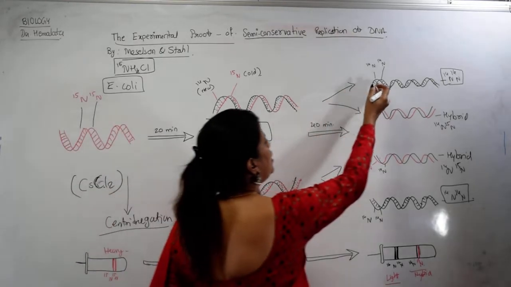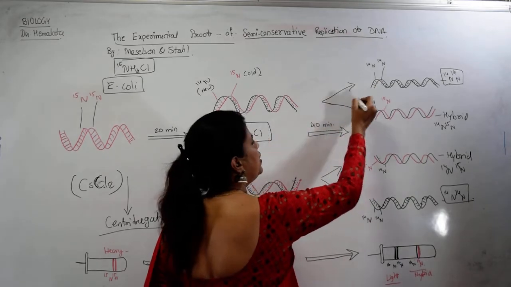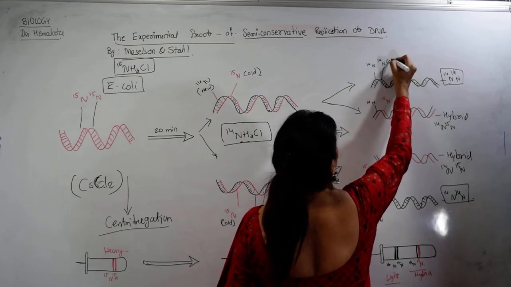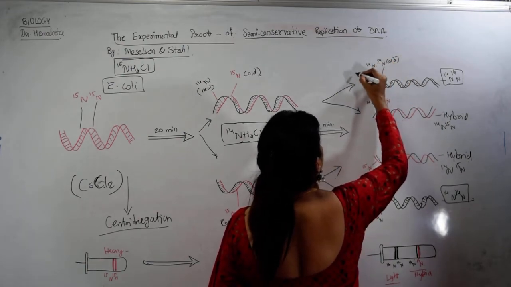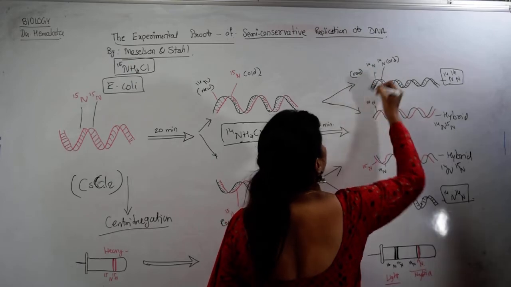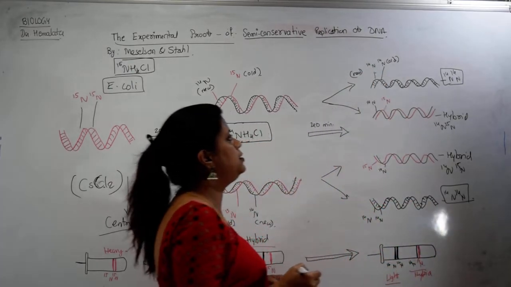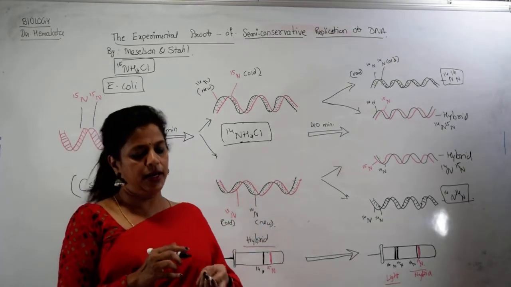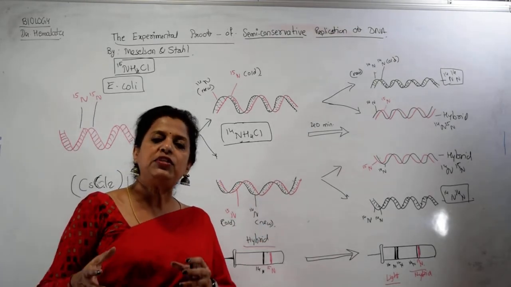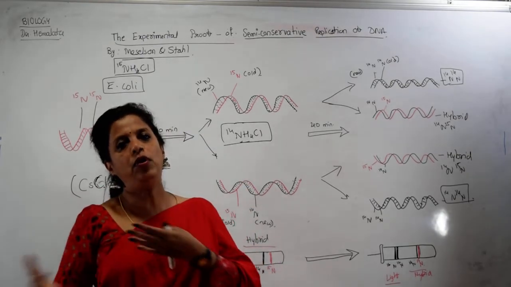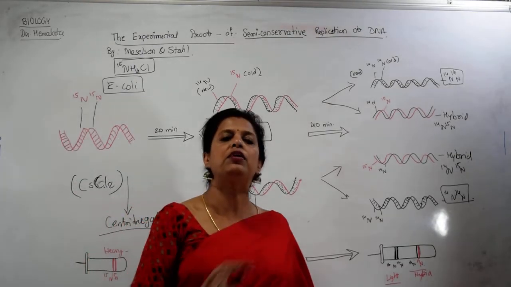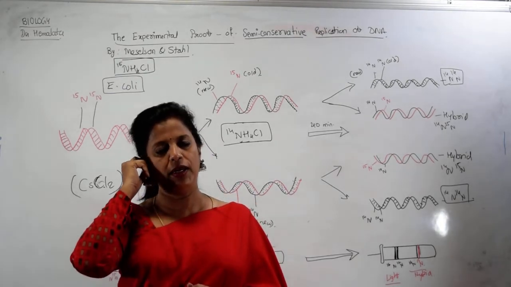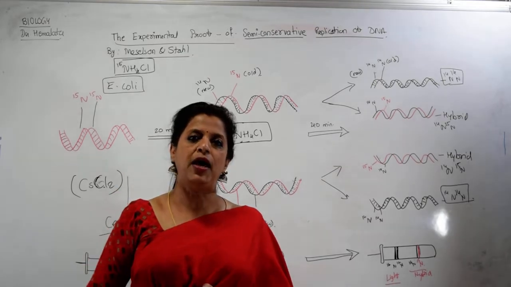The same way, when further replication happens, the original one, if this is N14, it is the old one and it is taking again N14 only, which is the new one. Both are N14, N14 only. Right? But after a certain time you can analyze how exactly the old strand will be carried with one new strand. Therefore, it is a clear indication of semi-conservative replication of DNA given by Meselson and Stahl.